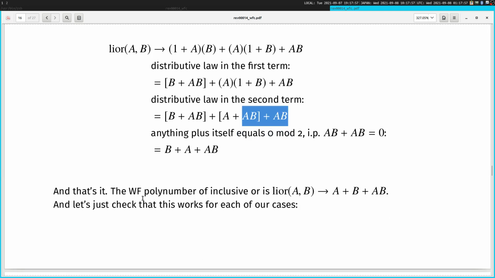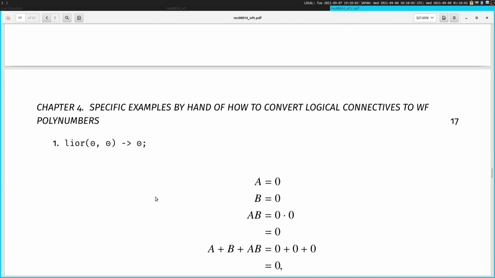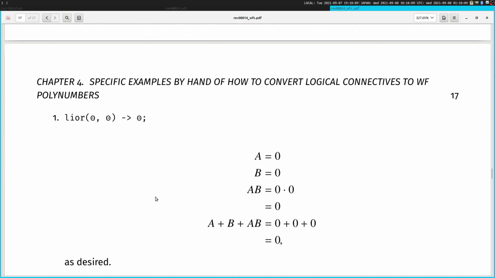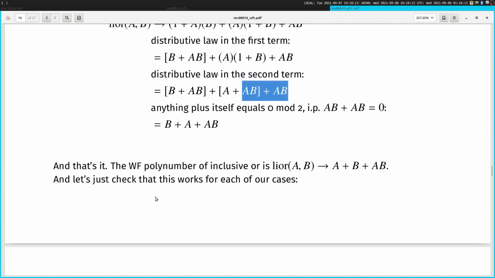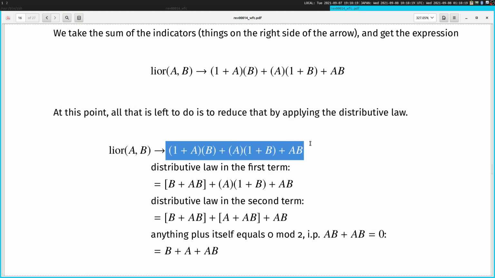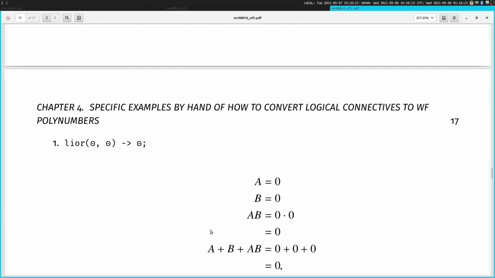So the WF Pauli number for inclusive OR, the logical inclusive OR of A and B, is A plus B plus AB, and let's just check that this works for each of our cases. Okay, 0 to 0, right. So we haven't changed any of the values here. If this works, which I think the logic is clear why that works, then this will work too, but let's just check by hand.